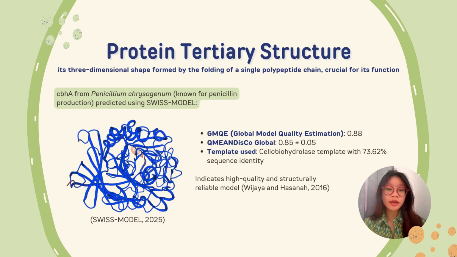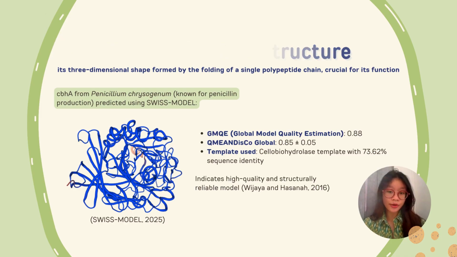To assess model reliability, structural validation scores were analyzed. The GMQE score is 0.88, indicating a high-quality prediction. The QMEANDisCo Global score is 0.85 plus or minus 0.05, reflecting strong structural reliability based on geometric and atomic features. The model was built using a well-characterized template, a cellulase, which shares 73.62% sequence identity with cbhA. This high similarity supports the model's accuracy.